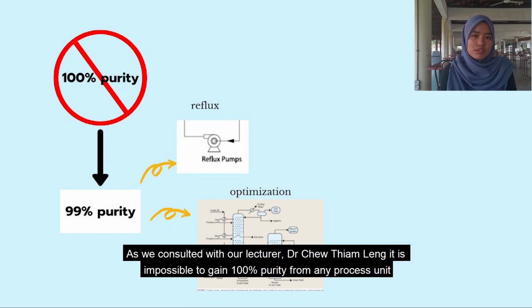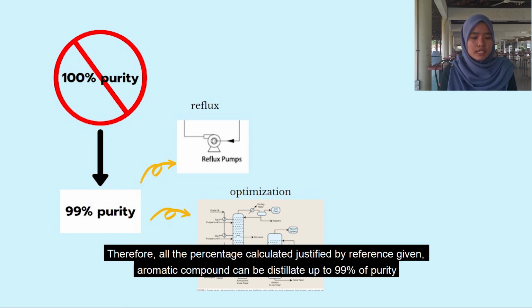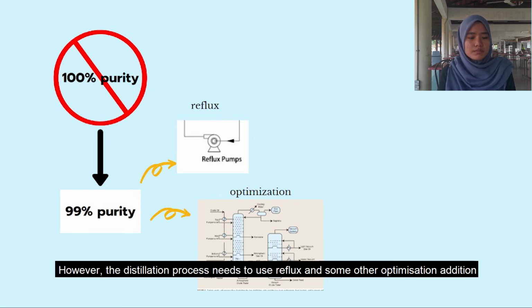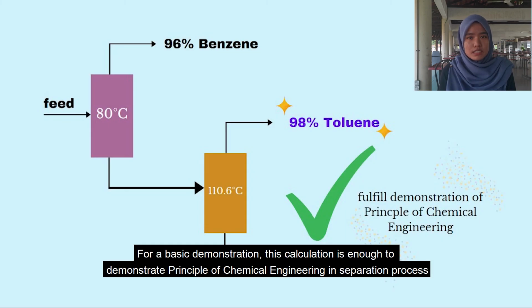As we consulted with our lecturer, Dr. Teo Tamling, it is impossible to gain 100% purity from any process unit. Therefore, all the percentages calculated are justified by the reference given that aromatic compounds can be distilled up to 99% purity. However, the distillation process needs to use reflux and some other additions. For a basic demonstration, this calculation is enough to demonstrate the principle of chemical engineering in the separation process.